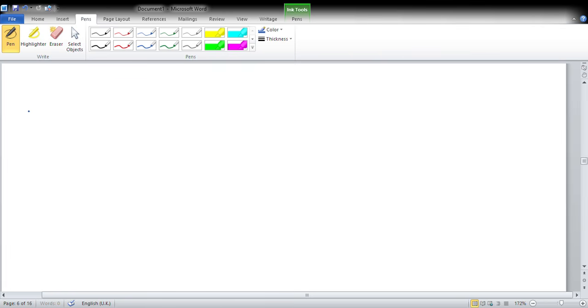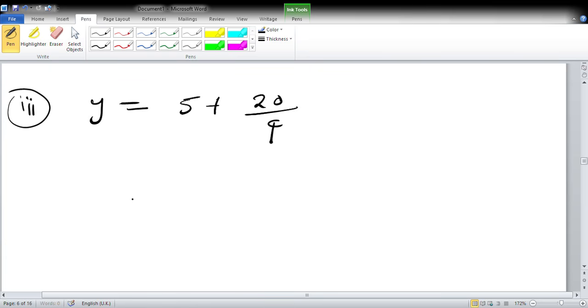Number 3, we have sketching y equals to 5 plus 20 over q. What does this tell you? The denominator q tells you what the vertical asymptote is. So we have a vertical asymptote of q equal to 0. The number isolated, which is alone, gives you the horizontal asymptote. The horizontal asymptote is y equals to what? 5. The value on top, this is positive 20. So it means this tells you the direction.